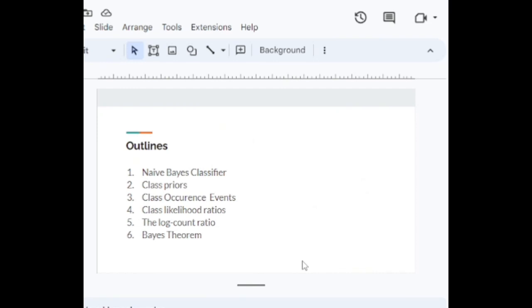So first we're gonna discuss what a naive Bayes classifier is, then class priors and class occurrence events. Then we're gonna talk about class likelihood ratios, the log count ratio, and then Bayes theorem, which is really important. So let's get started with this lesson to know about these things and topics.